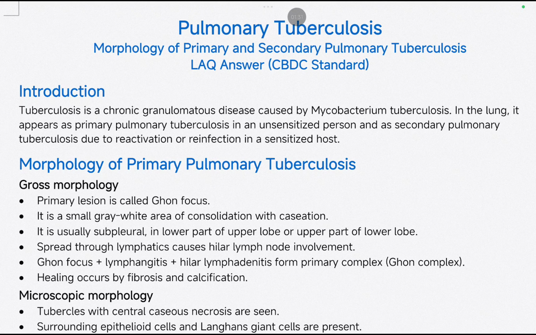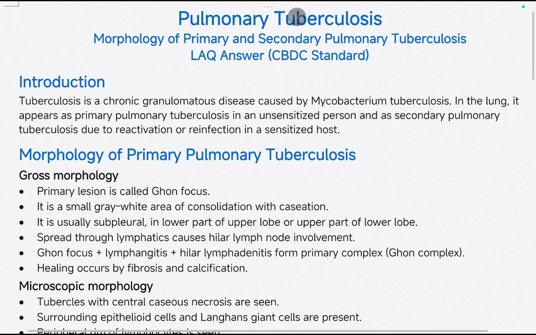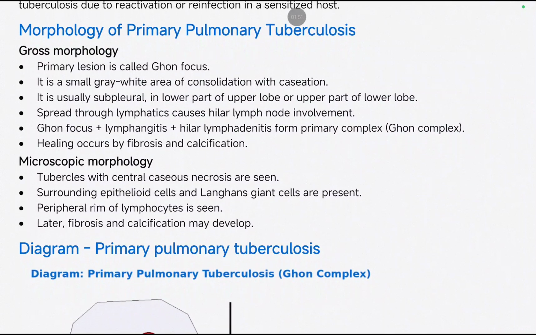So, what happens is when the person has again been exposed to Mycobacterium, we club it into secondary pulmonary tuberculosis, and if the infection is happening for the first time, we call it primary tuberculosis. So, what is the morphology? Morphology is very important, and we study morphology in two ways.